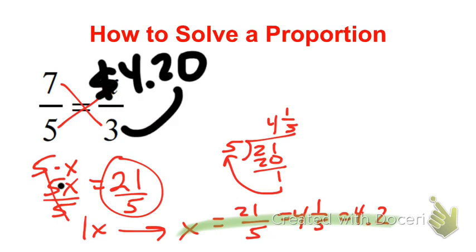$4.20 for those 3 pens, if we were to look at it like an actual real life problem. So it's just cross multiply and solve. Not too difficult. Usually you're cross multiplying and then dividing in the answer afterwards.